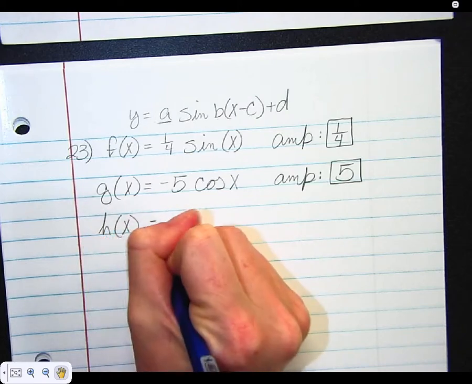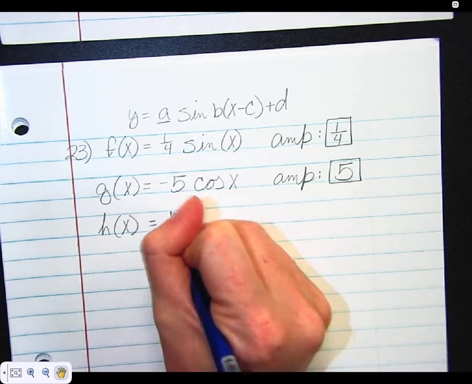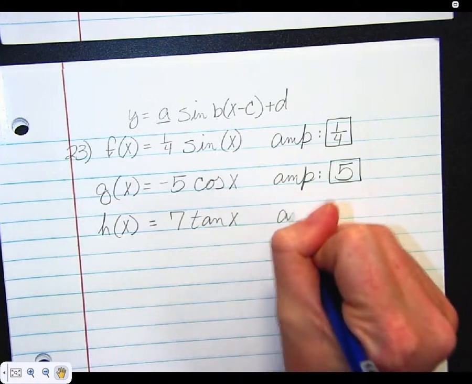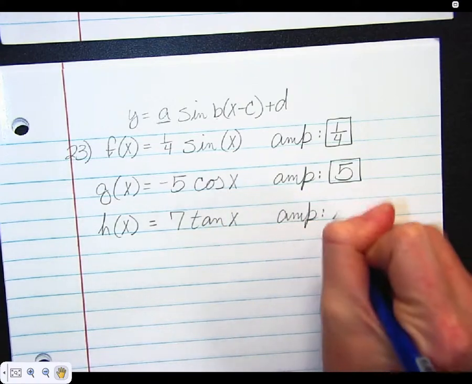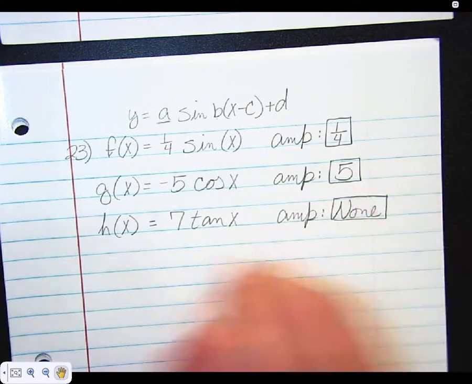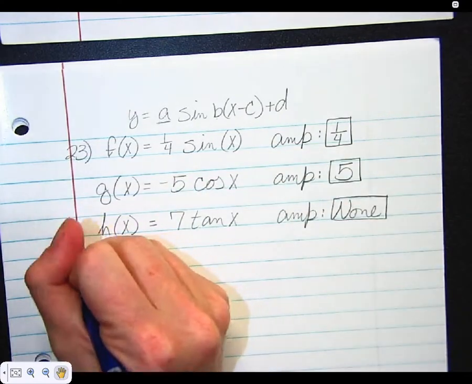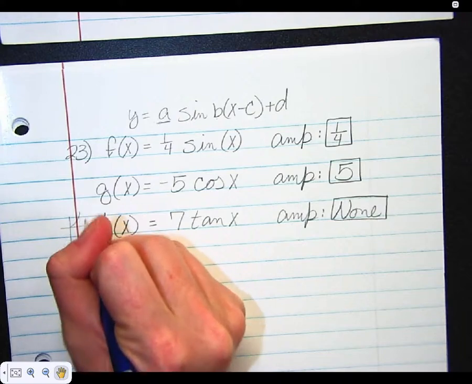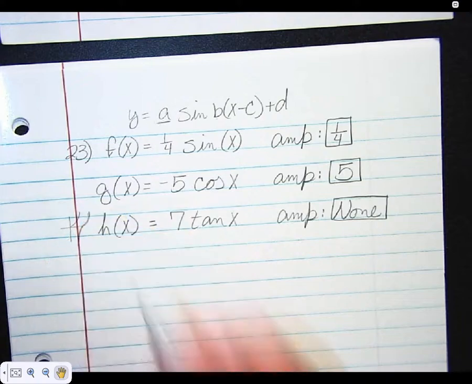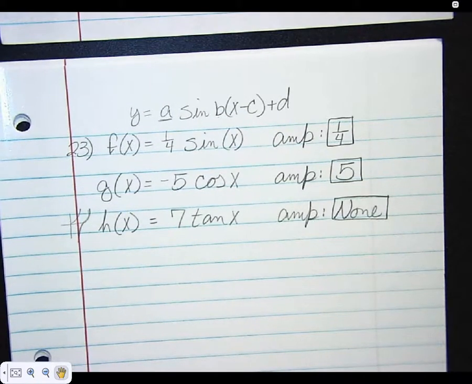And finally, on this one, we're talking about h of x, which is 7 times the tangent of x. And just like we said a few minutes ago, that amplitude is going to be none. Tangent never has an amplitude because it doesn't go up and come back down. Tangent is the graph that looks a little bit like this. And so it's just going to keep going up and down forever. So it doesn't have any kind of amplitude to go with it, ever.